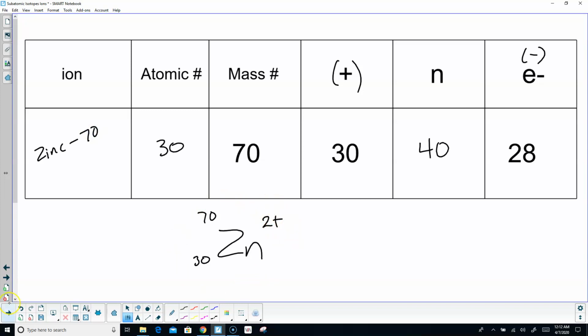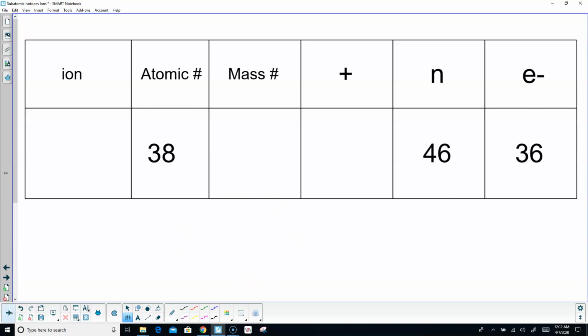Let's do a couple more that are ions. Let's do maybe this one. Okay. Atomic number is 17 because I have 17 protons. Remember, protons and neutrons sum up to be the mass. What number plus 17 is 35? 18.